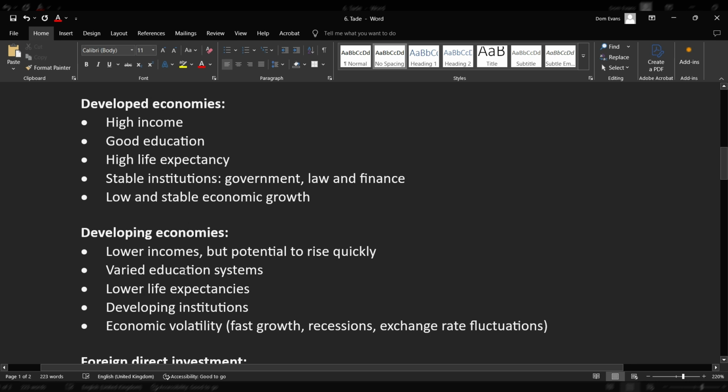Developing countries are far more volatile, a huge variation between them, some really good education systems. I'm thinking sort of Philippines, India, developing really strong universities, but much lower incomes of workers, lower life expectancies. The institutions tend to be developing in developing countries. Some of them have got very strong institutions, very stable governments, but some of them less so. And there tends to be more economic volatility in developing economies, very fast levels of growth, but also subject to recessions, big exchange rate fluctuations, which can make doing business very difficult.